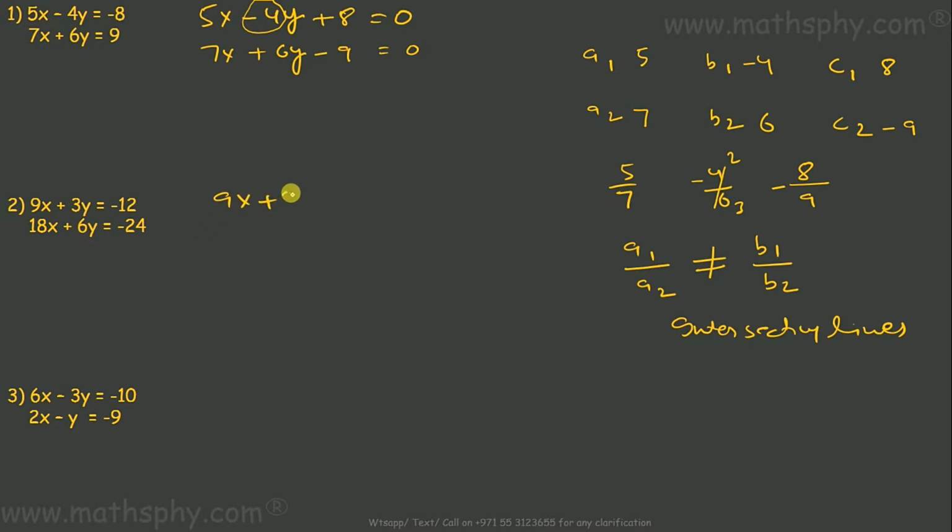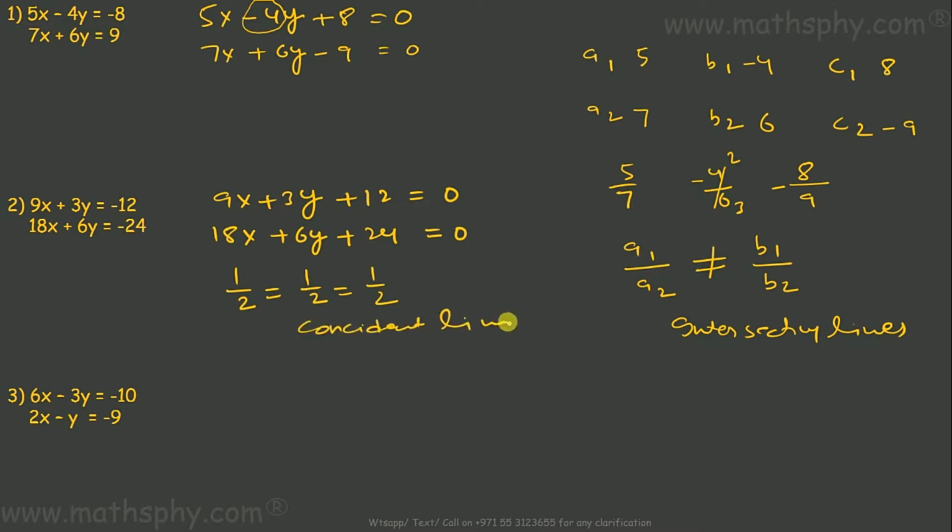This one here: 9x plus 3y plus 12 equals 0, and 18x plus 6y plus 24 equals 0. a1 over a2, 9 over 18, means 1 over 2. b1 over b2, 3 over 6, means 1 over 2. c1 over c2, 12 over 24, is 1 over 2. So all are equal: a1 over a2 equals b1 over b2 equals c1 over c2. This means coincident lines. So this pair of equations will give me coincident lines.